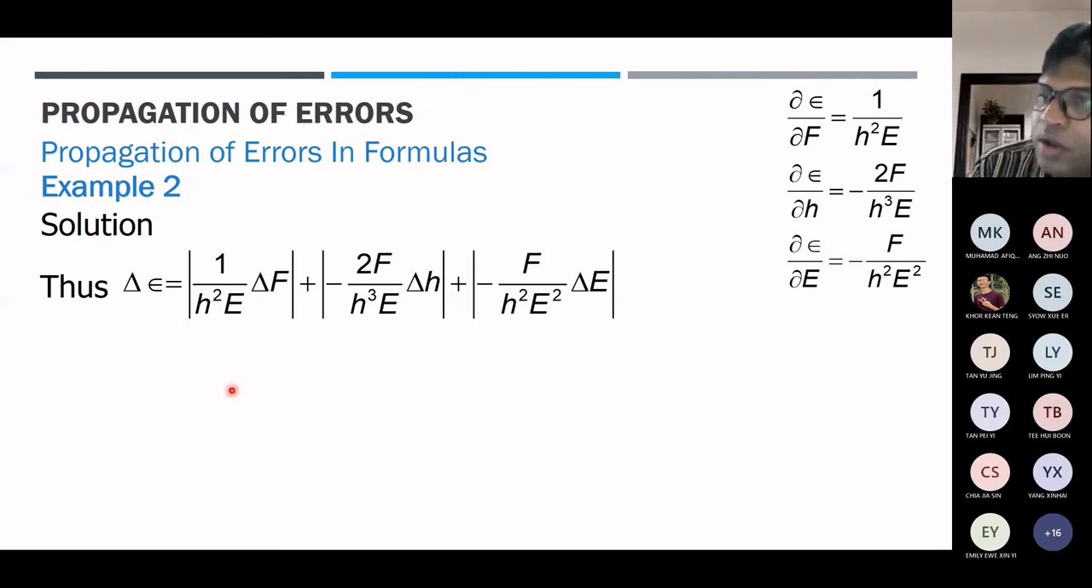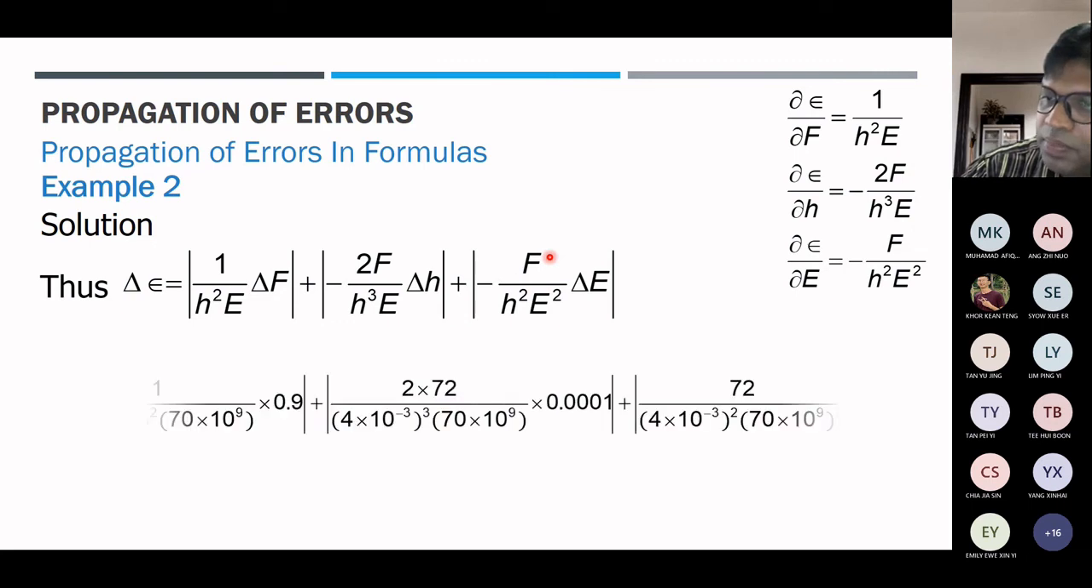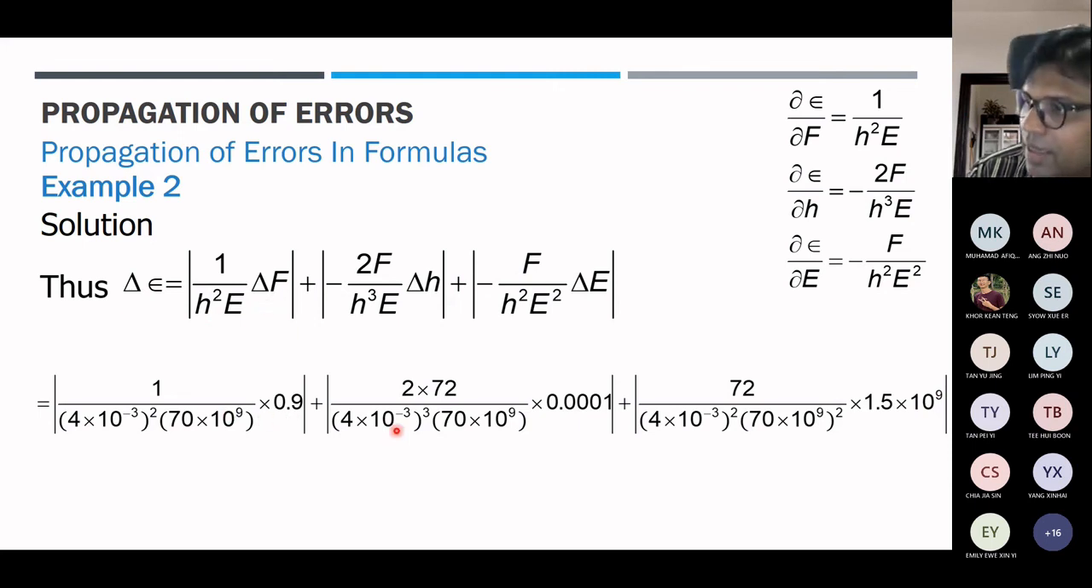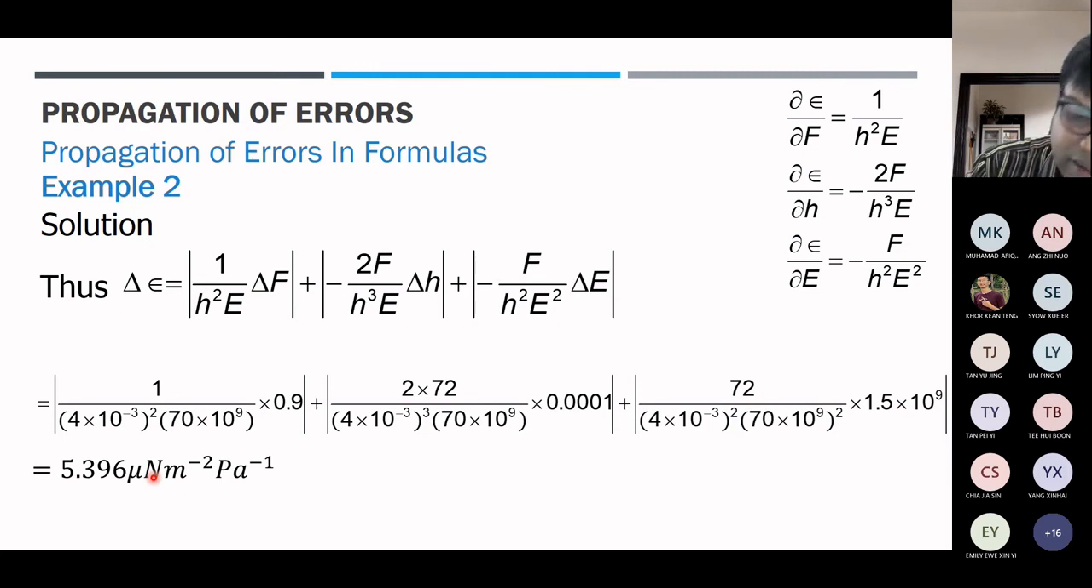Now, what you're going to do is substitute each one of them in. You just look at each element and substitute according to the function, the H, the energy and the force respectively, and then you get the final answer, which is 5.396 micro Newton meter over meter squared times Pascal. So this is the error term you can derive based on the given function.